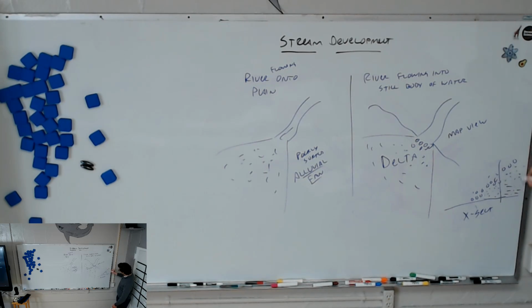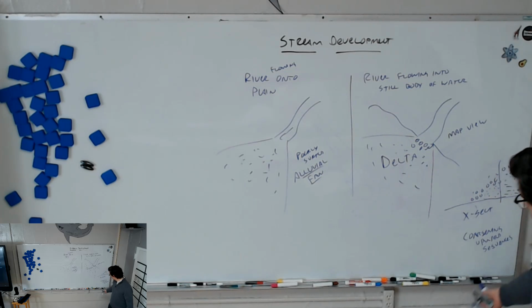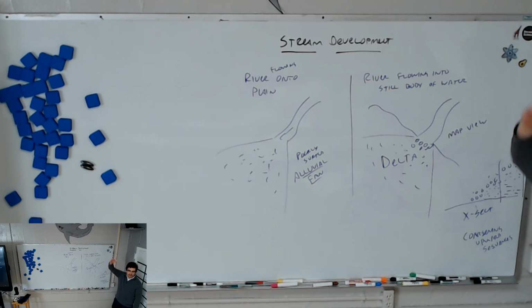And so if we look at this sequence here, we get that it's doing what? What's it doing as it goes up? It gets bigger. Yeah, and we call this a coarsening upward sequence. A coarsening upward sequence. Right? So if we see a deposit where there's small sediments on the bottom and larger sediments on top, we can think to ourselves, oh, a delta was here.